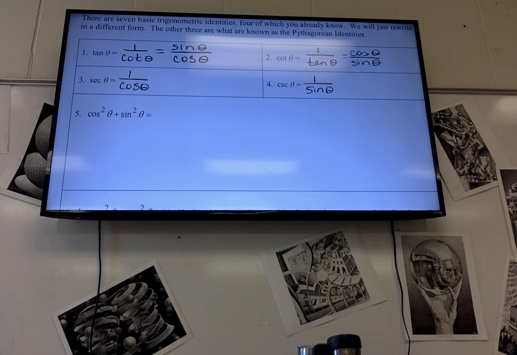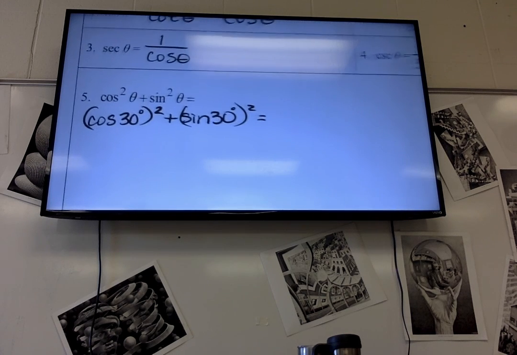So first, on number 5, we're going to figure this out using that table we did yesterday. We figured out the cosine of 30. So look on that table from yesterday and tell me what the cosine of 30 degrees is. Square root of 3 over 2. I'm just picking a number. I'm going to make it work.